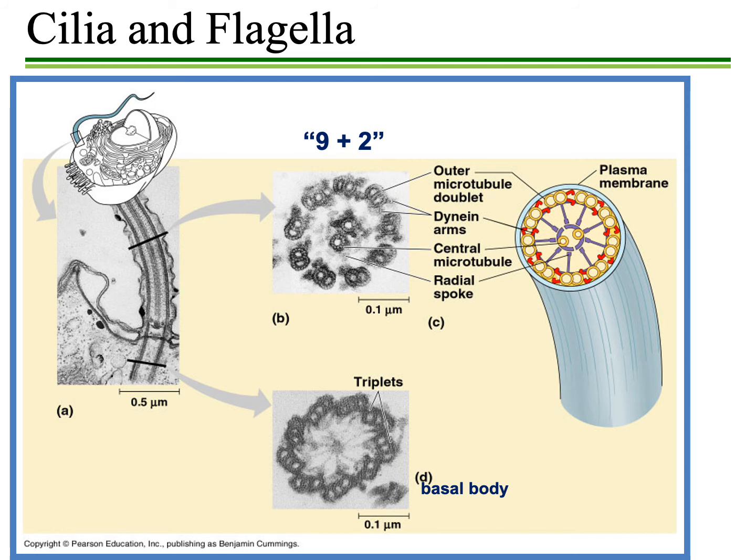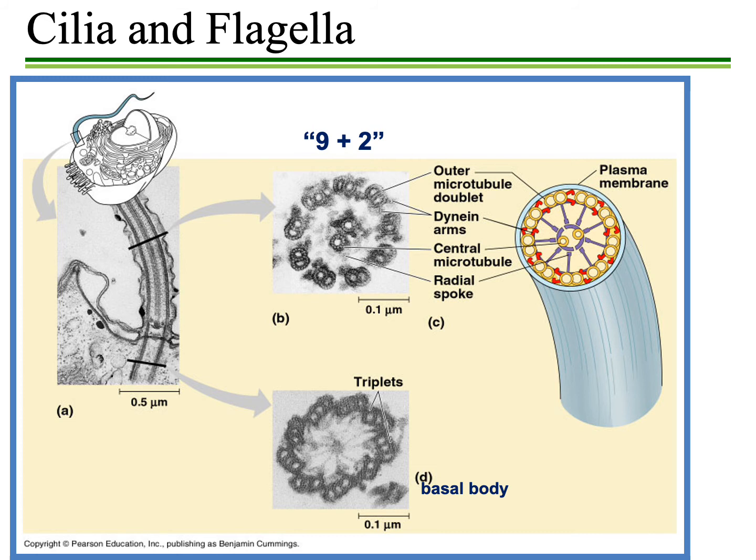What you're looking at in the figure, right in the smack dab center in panel B, is a cross-section where if you counted the 2 circles that are right next to each other and went all the way around the circular structure, you would see that there are 9 doublets, and in the center there is an additional doublet. So this is the 9 plus 2 arrangement. In addition, there are other components that play a role in movement. We're going to talk about how that happens in just a minute.